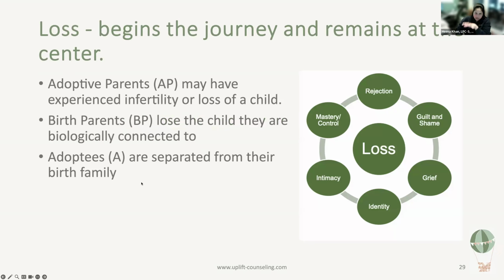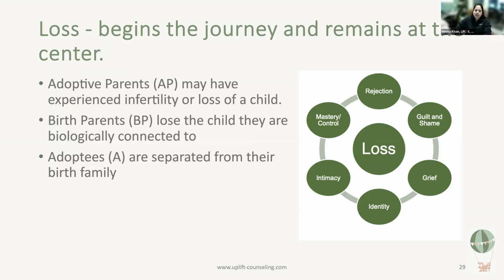So at the very center of adoption, we talked about there's loss. What this loss can look like with the adoptive parent is they may have experienced infertility or loss of a child. The birth parents essentially now don't have access to the child that they once were biologically connected to. And the adoptees experience this loss of being separated from their birth family. And not just their birth family, all that comes with that, whether that's the cultural identity, the extended family, all these things that are facets of that identity that they're now being or having been separated from, right?